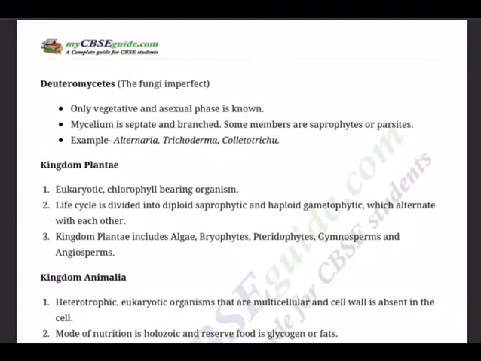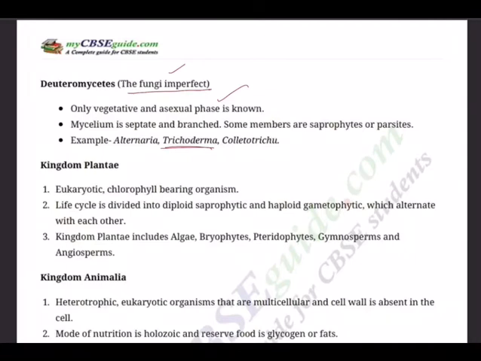And Deuteromycetes, as I just said, the fungi imperfecti. Why is it called fungi imperfecti? Because their perfect sexual stages are absent. There are no sexual stages, only vegetative and asexual. The mycelium is septate and branched. Some members are saprophytes and some are parasites. An example is Trichoderma. Remember this, Trichoderma.